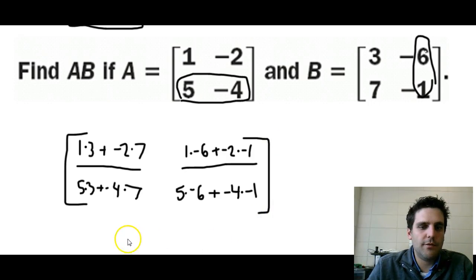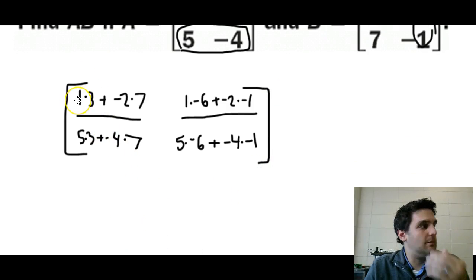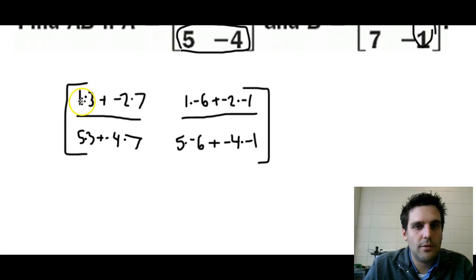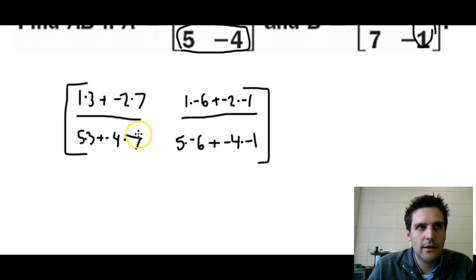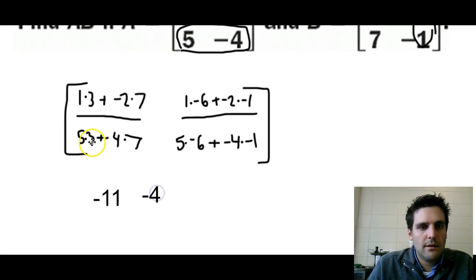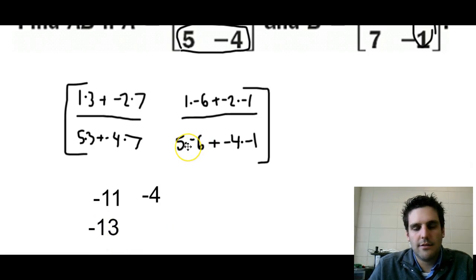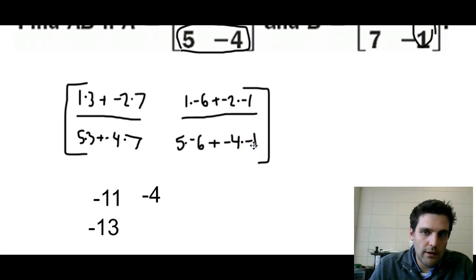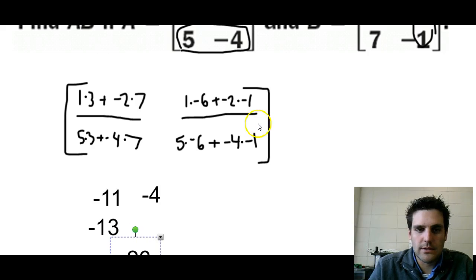And now you just need to simplify. So quick addition, multiplication here. We've got 3 plus a negative 14 is negative 11. We got a negative 6 and a positive 2, so that's a negative 4. 15 and negative 28 is negative 13. And then negative 30 plus 4, negative 26.